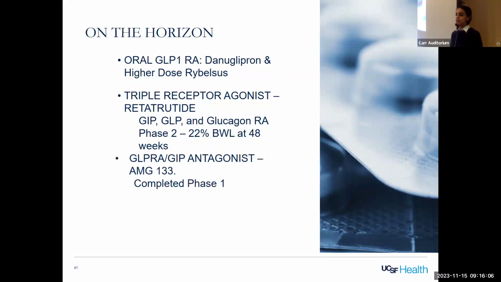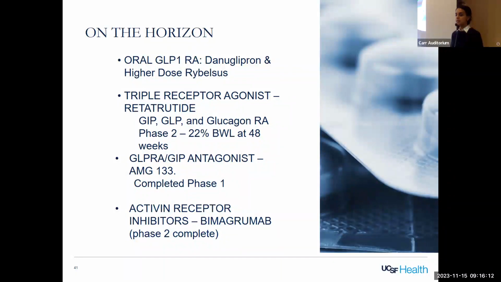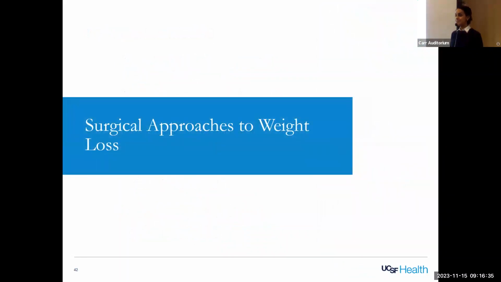There's a GLP-1/GIP antagonist called Amgen 133 that's completed its phase 1. And there's a totally new class of medications called activin receptor inhibitors. The most popular one right now is bimagrumab, and the phase 2 is complete. So there's a ton of things that are about to come up. Your patients will ask a lot of questions, but we really want to make sure we're only prescribing medications once we've seen the phase 3 data come out, for safety reasons. So I'm going to pass it back to Sarah to go through surgical approaches to weight loss.